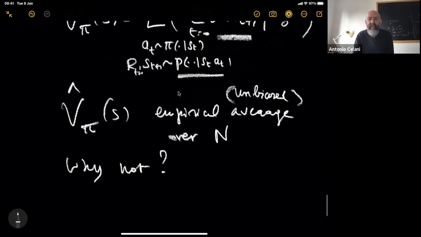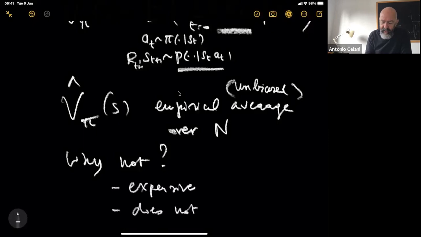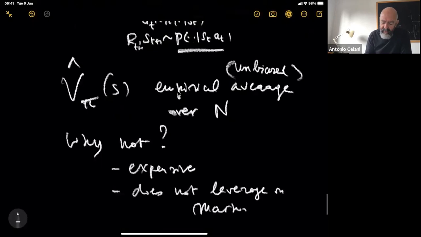So this is something which makes Monte Carlo again very powerful, very general, but also less efficient, both from a practical and from a conceptual point of view, because it's not leveraging on some knowledge that we have. So the two points that push us to go beyond are that Monte Carlo is expensive and does not fully leverage the structure of the Markov problem.